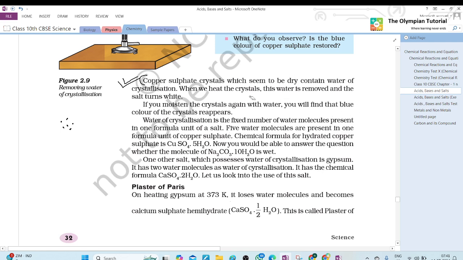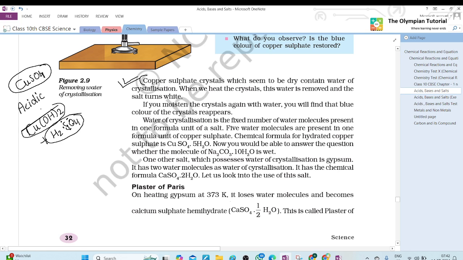Okay, write it down. I will tell you how to write. One more thing before continuing, students: CuSO4, which type of salt is it, acidic or basic? Just for revision. Acidic. Why is it acidic? Because it is formed by Cu(OH)2 plus H2SO4, and H2SO4 is a strong acid, so it is an acidic salt.